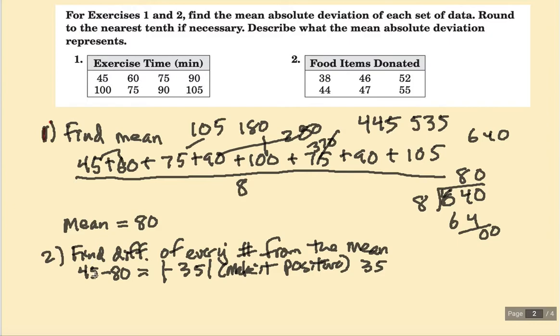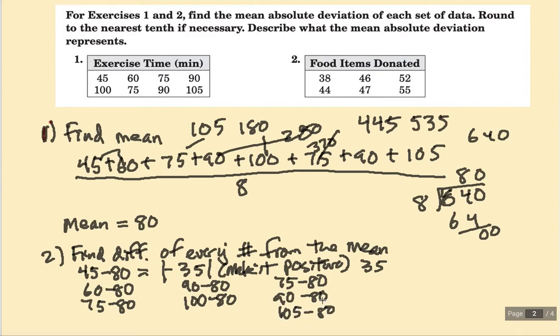So you have 60 minus 80. You're going to have 75 minus 80. You're going to have 90 minus 80. You're going to have 100 minus 80. You're going to have another 75 minus 80. You're going to have another 90 minus 80. And then you're going to have 105 minus 80. So let's figure out what all those are.